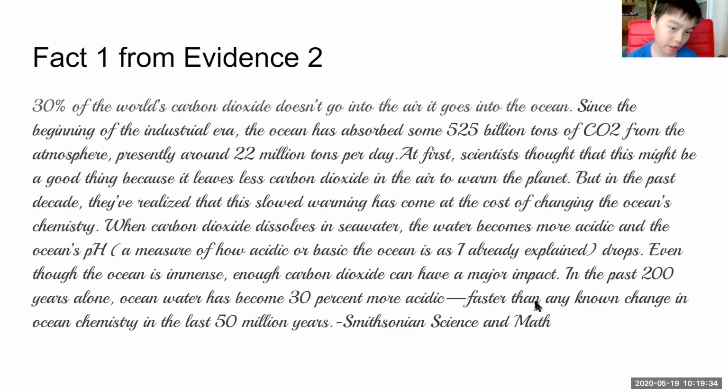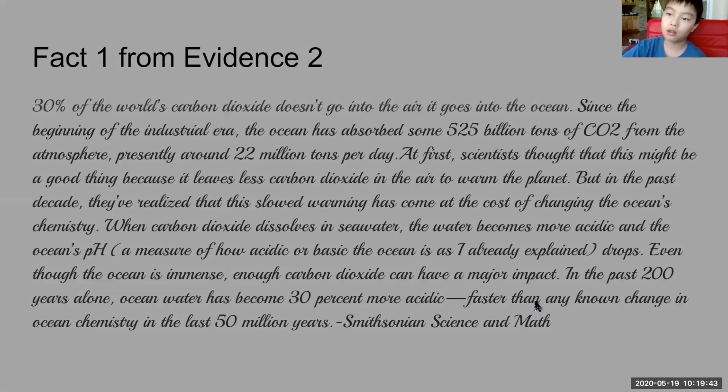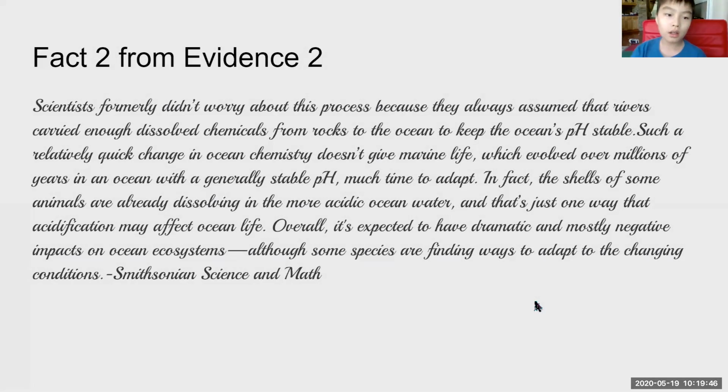In the past 200 years alone, ocean water has become 30% more acidic, faster than any known change in ocean chemistry in the last 50 years. Scientists formerly didn't worry about this process because they always assumed that rivers carried enough dissolved chemicals from rocks to the ocean to keep the ocean's pH stable. Such a relatively quick change in ocean chemistry doesn't give marine life, which has evolved over billions of years in an ocean with a generally stable pH, much time to adapt.